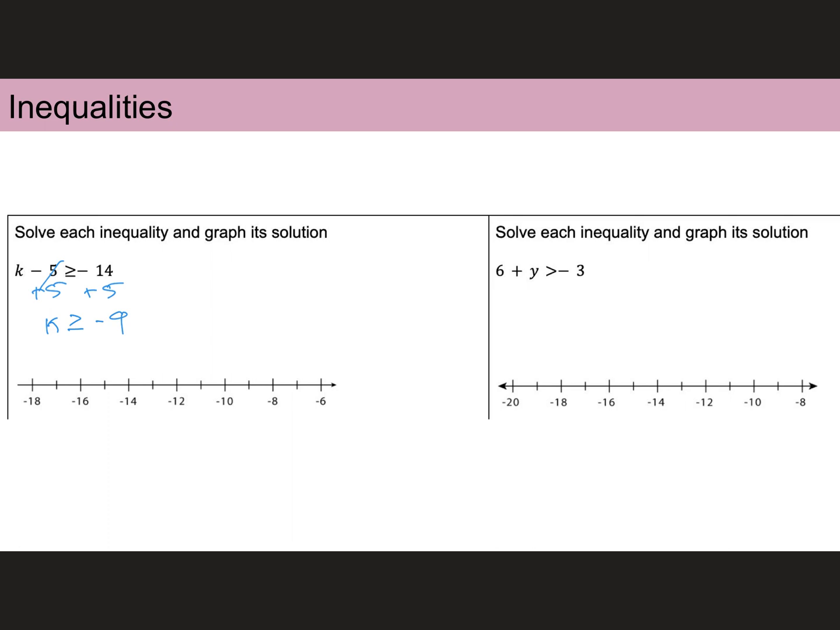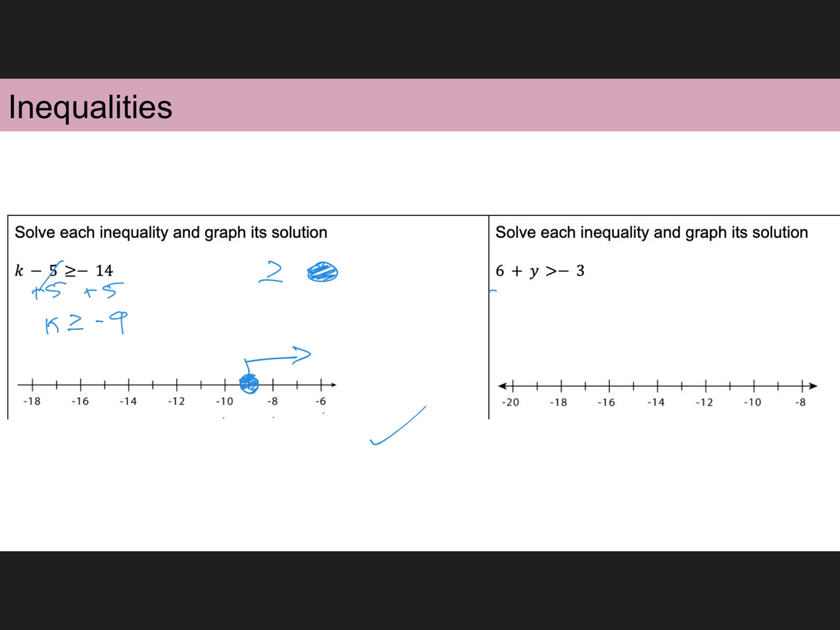Now, I need to graph it. So I need to find negative 9, negative 6, negative 8, negative 10. So negative 9 is right here. Now, because my sign looks like that, I'm going to make a circle and shade it in. Now, what numbers are greater than negative 9? The numbers that are greater are the numbers to the right. So I'm going to draw my arrow like that. And this is all you have to do. That's done. That's perfect.